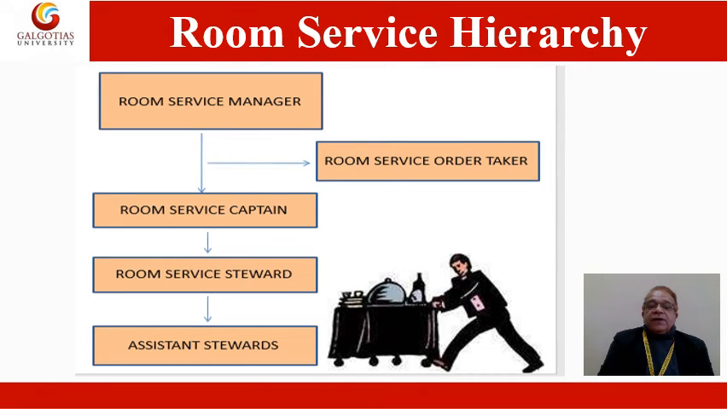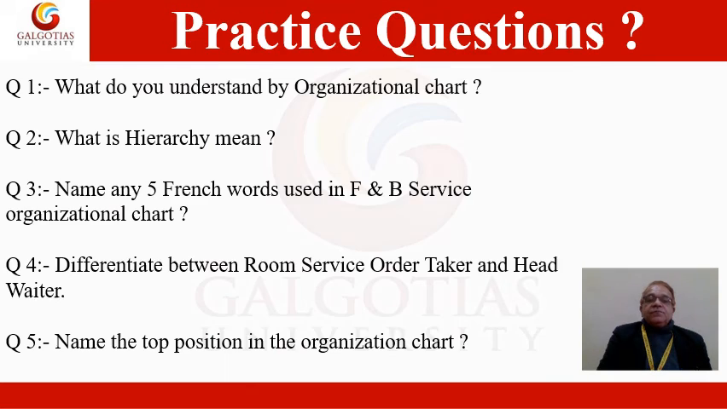The room service or fine dining hierarchy. We have the room service manager, and then we have the room service order taker, followed by the room service captain, the room service steward and the assistant stewards. Now the room service order taker receives the order from the customer and moves the order on to the room service captain, who again will move it on to be allocated to the service stewards. And the assistant stewards would be the ones who would be sometimes individually, sometimes along with the room service steward, taking the food on a tray or a trolley up to the customer's room.